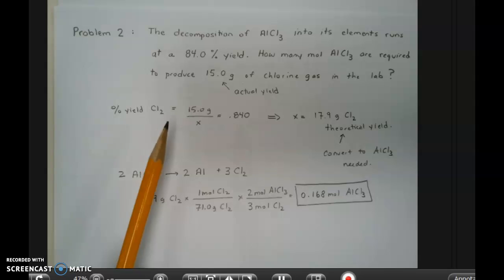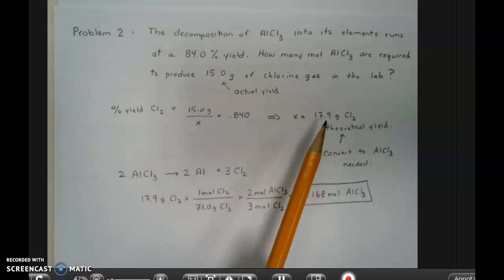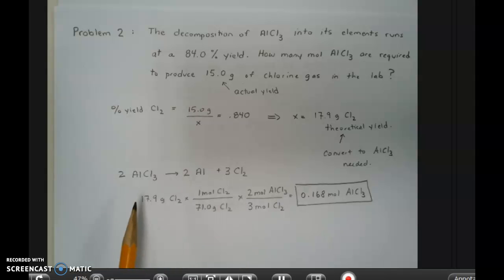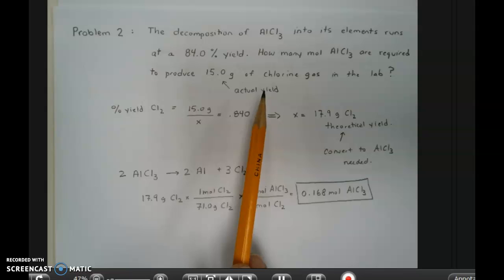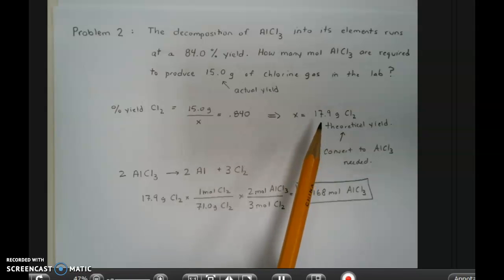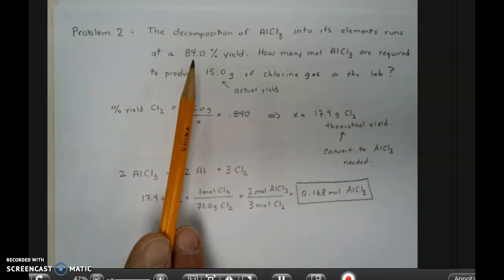So I need to calculate the actual amount of chlorine gas. I'm sorry, the theoretical amount of chlorine gas that would be produced. And then do that calculation with stoichiometry to get the theoretical amount of AlCl3. So again, stoichiometry, you're always using theoretical amounts, but percent yield is a way to convert an actual amount into a theoretical amount if you're given what the value of the percent yield is.